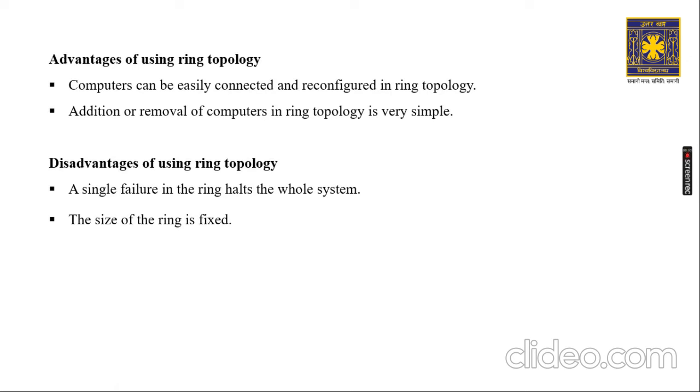There is a single ring that connects all the computers, so there is no problem connecting new computers. In this ring, wherever you like, you can connect computers. That is one very important advantage of using ring topology. Addition or removal of computers in ring topology is very simple, because of the structure. In any place of the ring you can add a computer. But if there is a single failure in the ring, it will halt the whole system. This is a very big disadvantage of this type of topology. And the size of the ring is fixed. If you want to increase the size of the ring, then you have to replace the whole ring. That is a bad thing, a disadvantage of it, you can say.